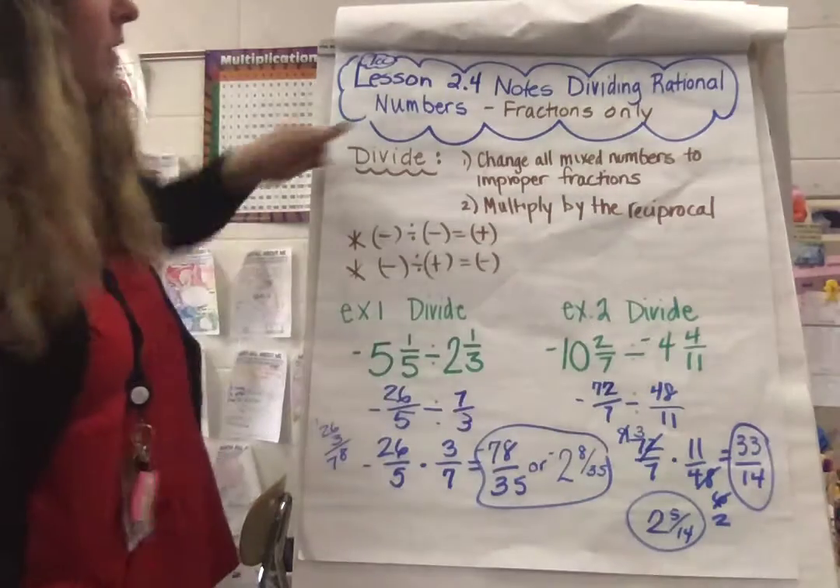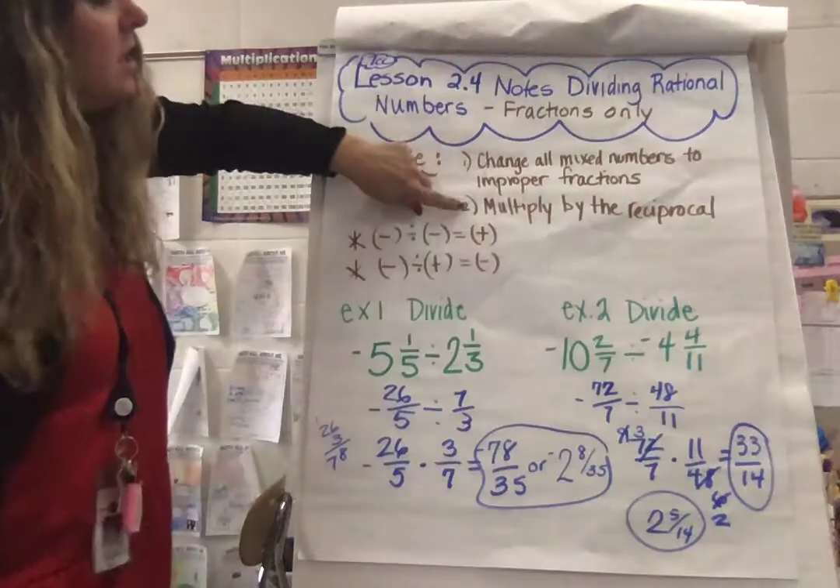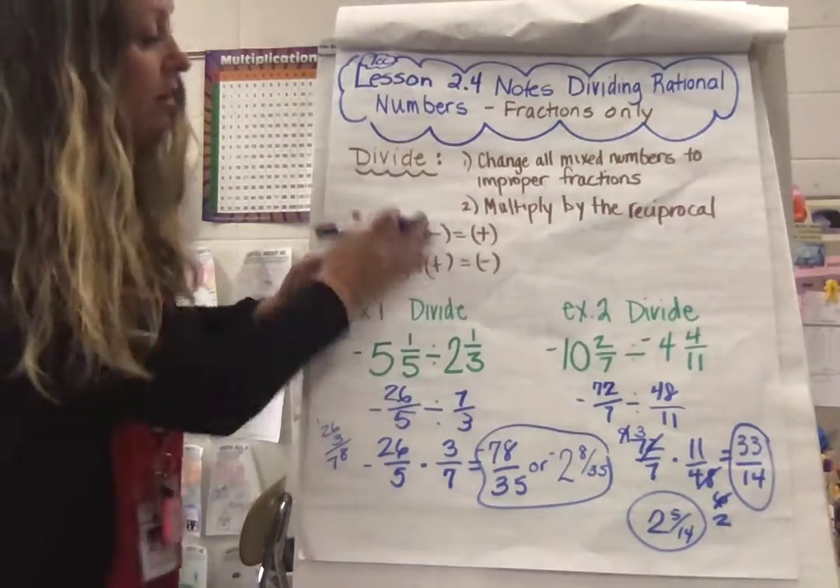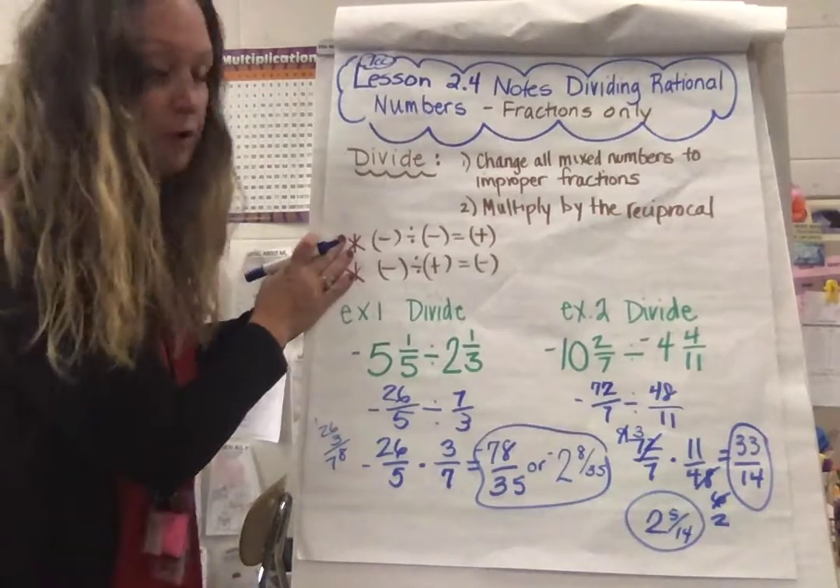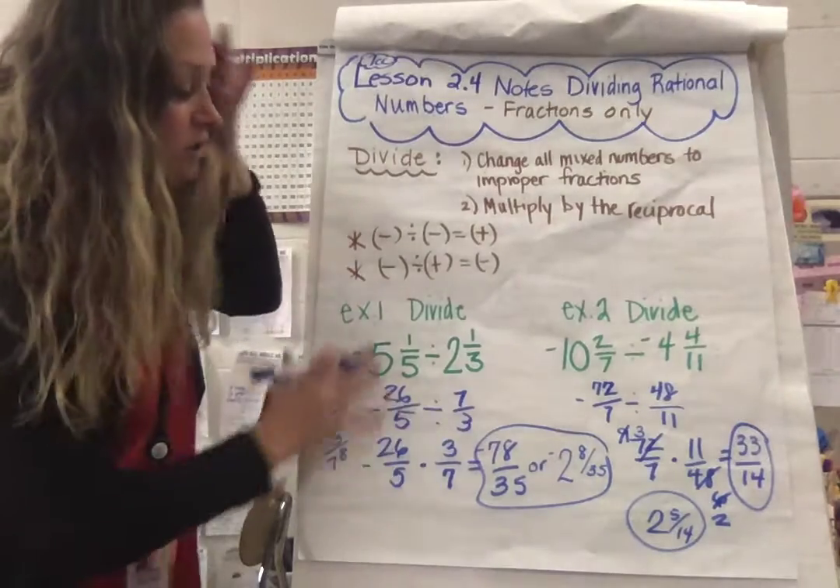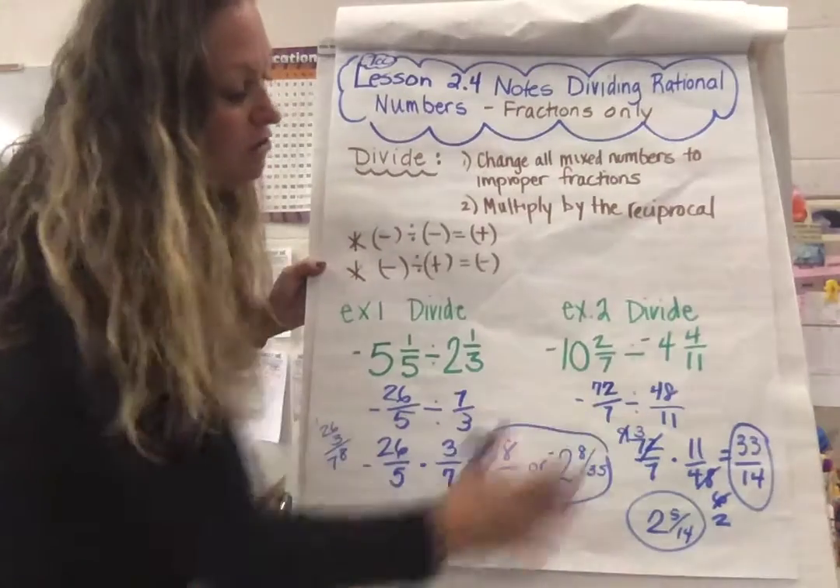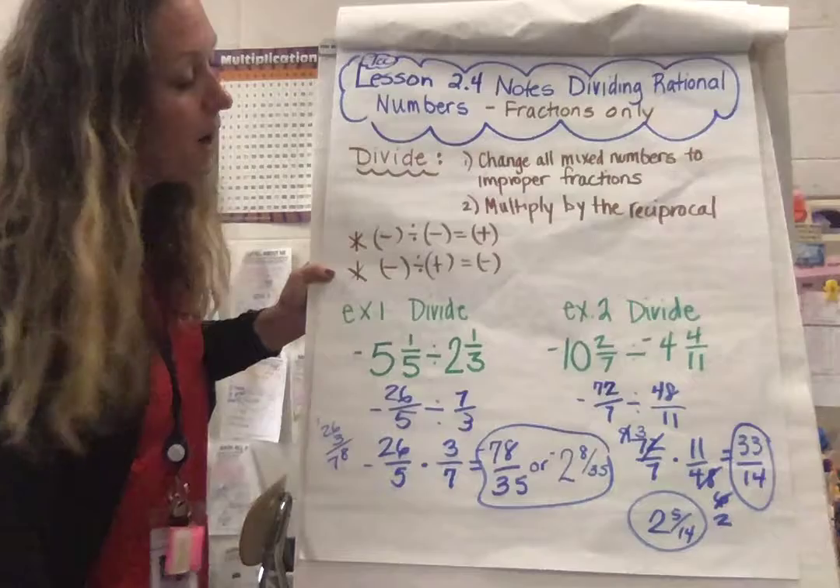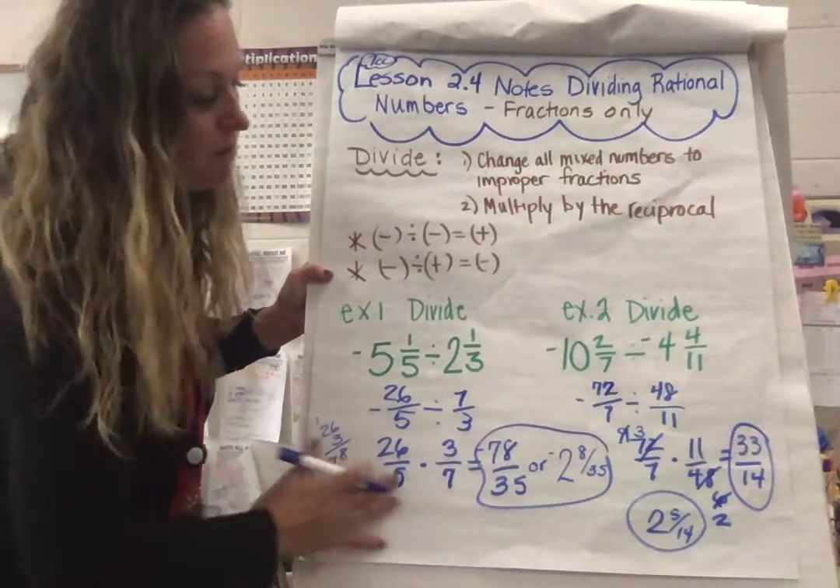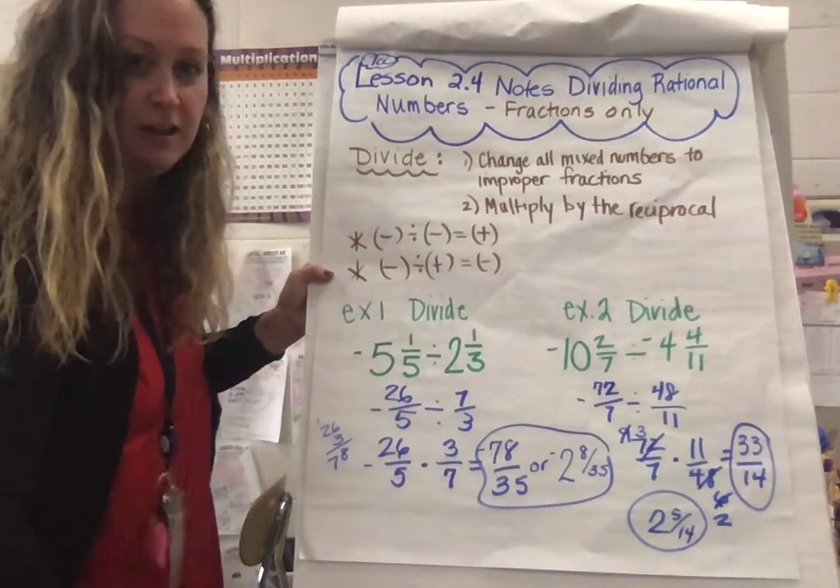So things to look for: always improper fractions, multiply by the reciprocal, follow the rules for dividing integers, and then once you get to the multiplication, in the event you can simplify prior to multiplying, that's fine, but please make sure your answer is simplified at the end.